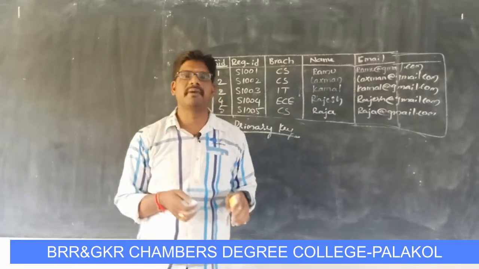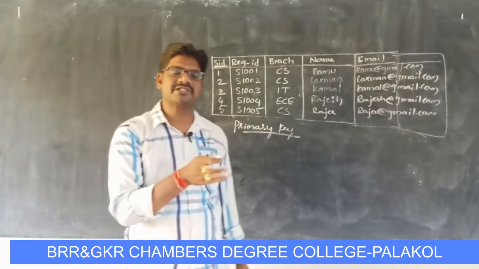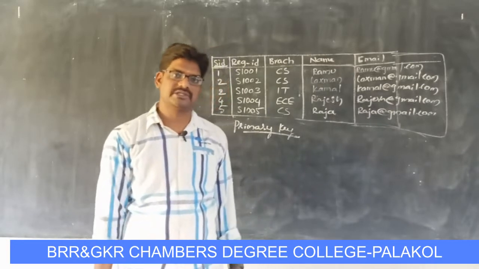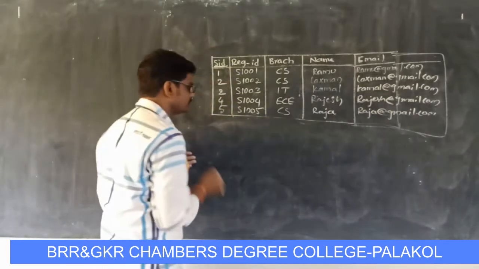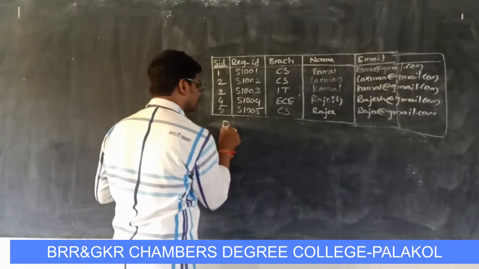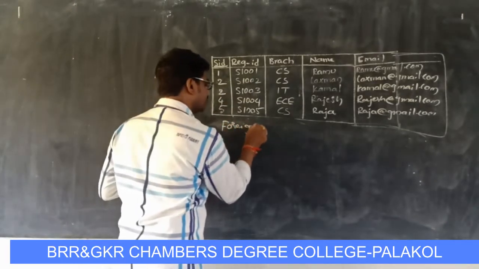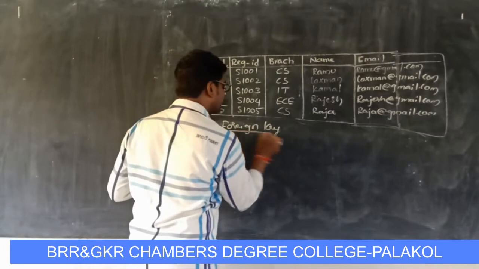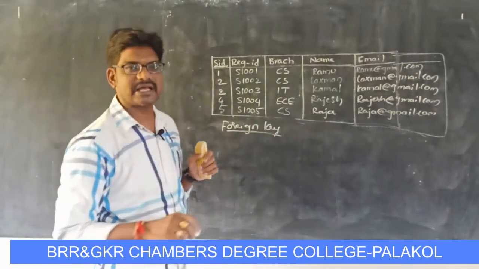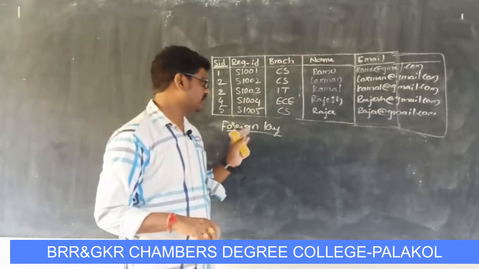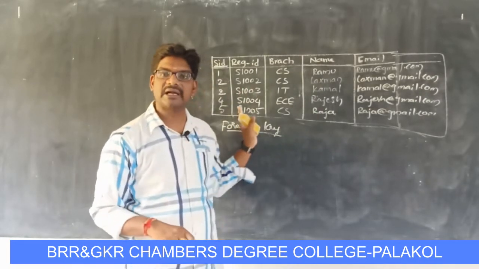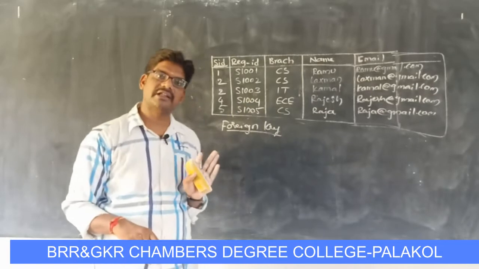Next one, foreign key, another very important key. With the help of primary key and foreign key, we establish the relationship between two tables. So what is a foreign key? A foreign key means we establish the relationship between two tables with the help of primary key and foreign key.